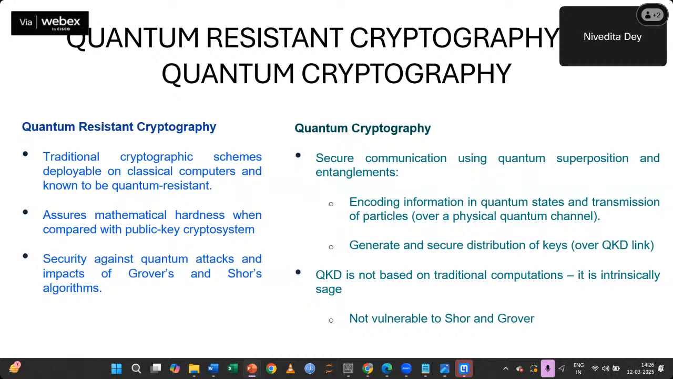Definitely, there is a pictorial representation. Just wait. That is for the quantum key distribution. Definitely. Okay.